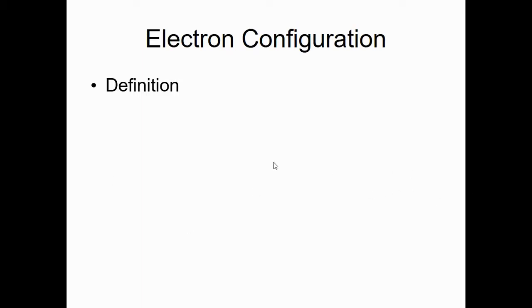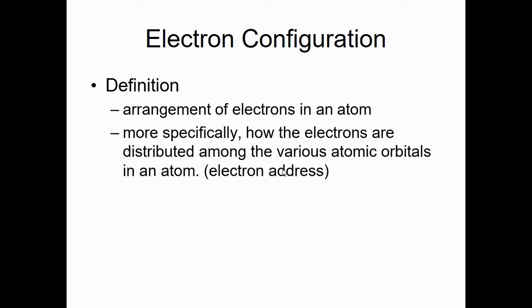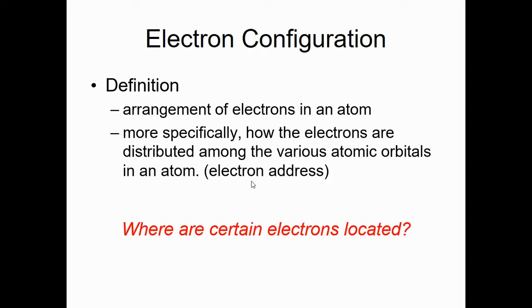So what is electron configuration? Well, electron configuration is the arrangement of electrons in an atom. Where are those electrons relative to the nucleus? Where are they located? Specifically, how those electrons are distributed among the various atomic orbitals in an atom. What is its address? It's electron address. Just like you have an address for your house, electrons have an address of space that they're required to be in. Okay? So where are these certain electrons located?